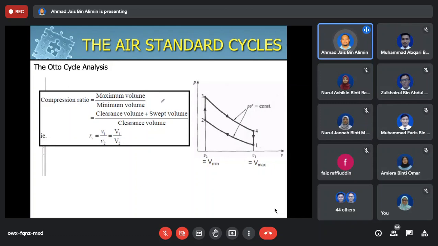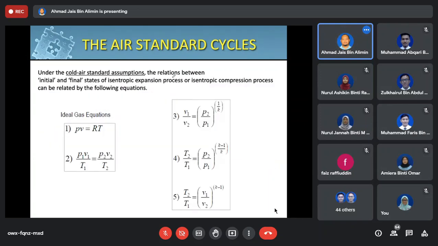Okay, and then expanding from the previous slide, you can put it as this representation. And then under the cold air standard assumption, the relationship between the initial and final state of the isentropic process can be related using this following equation. And then we use the ideal gas equation of state. By using this equation, we end up with this relationship. And then we expand the previous equation, and you have a different way to derive the equations.